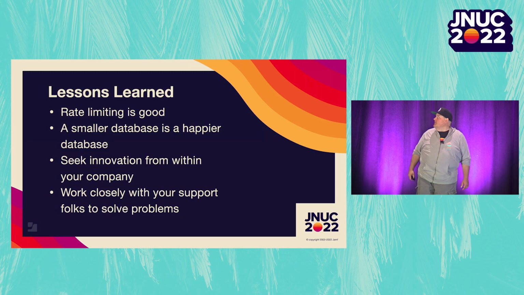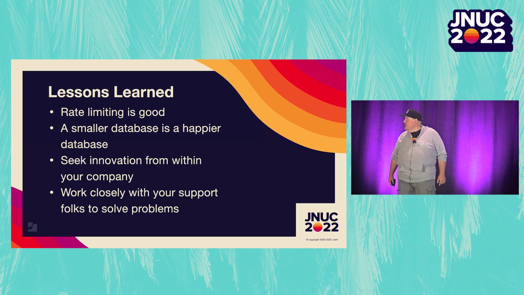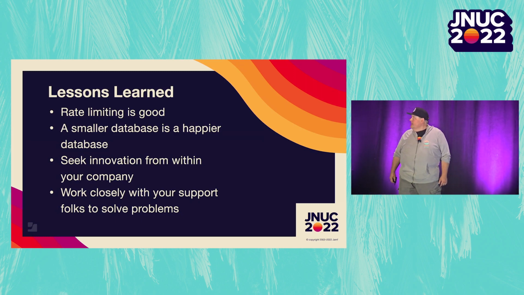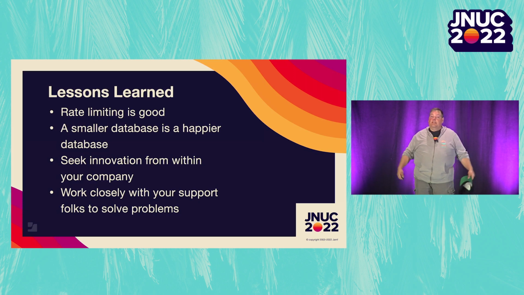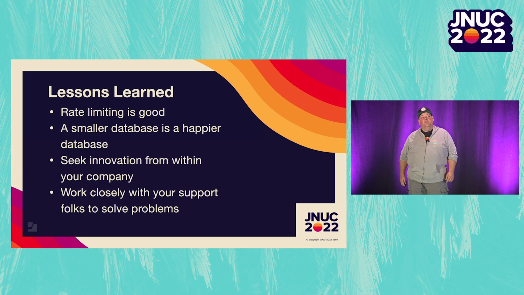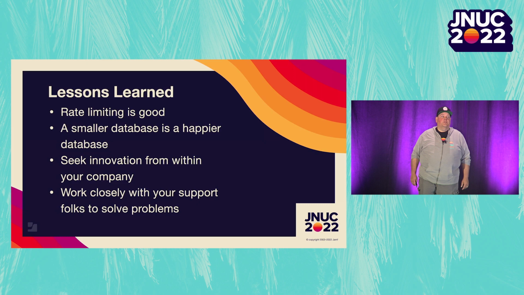Here are the lessons we've learned over the years for both the macOS and the iOS side. First of all, rate limiting is good, folks. Real good. Use it. A smaller database is a happier database. Seek innovation from within your company. And also, please make sure to work closely with your support folks to resolve your problems.